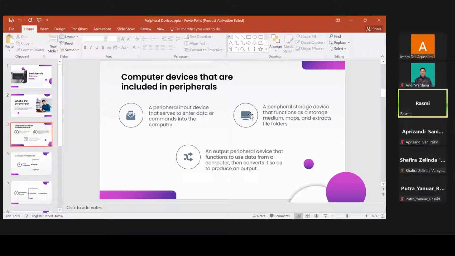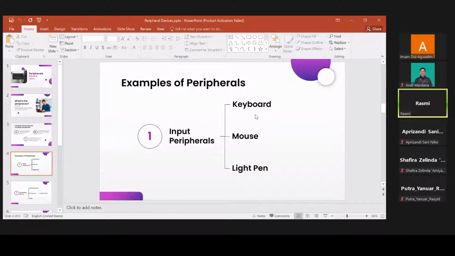Peripheral storage devices function as a storage medium, to save and extract files and folders. The nature of data storage can be permanent or temporary, internal or external, or in the form of servers or other devices. Okay, and next slide.